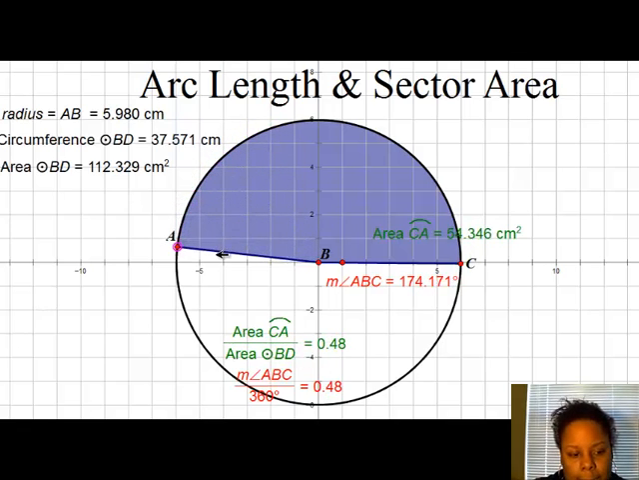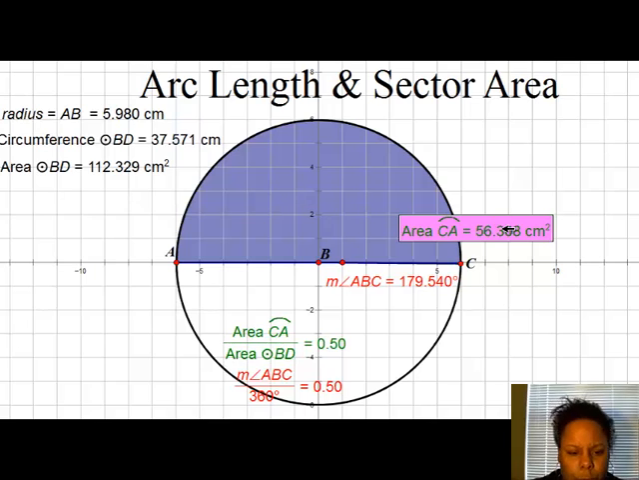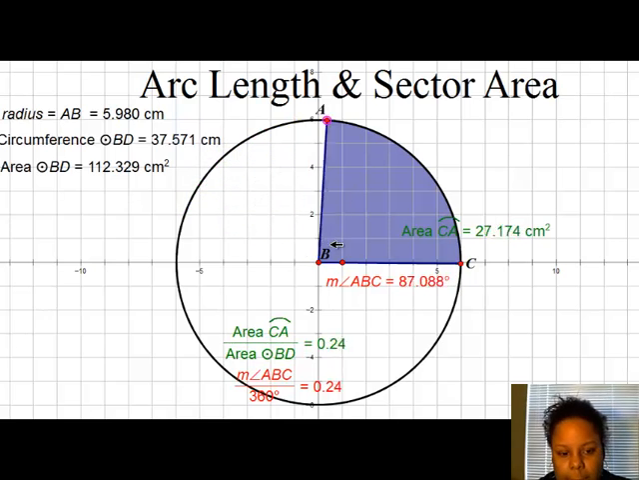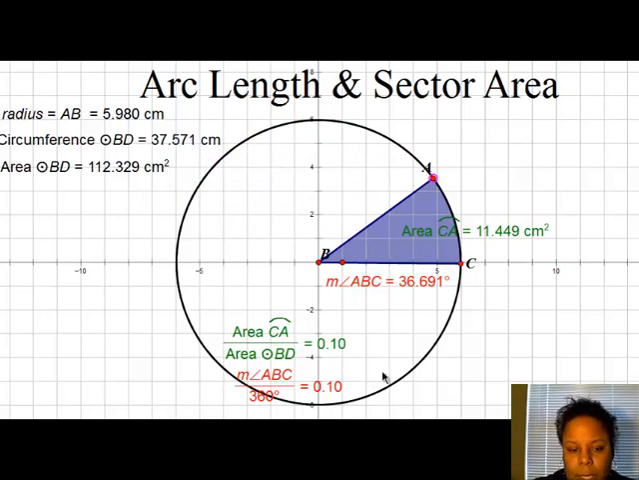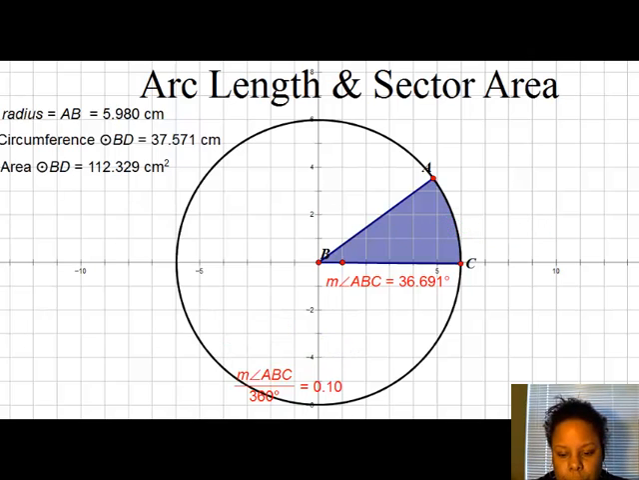Even when I get to half the circle, the area of this sector is 56.308 centimeters squared, while the area of the entire circle is 112. Again, half the area of this circle is the area of the sector as I change A. So how can we use that for what we're doing today? Well, what we're going to be doing is using this concept of part to whole.